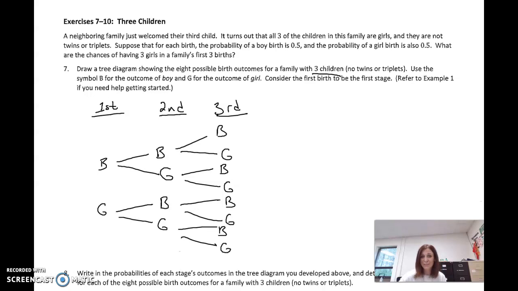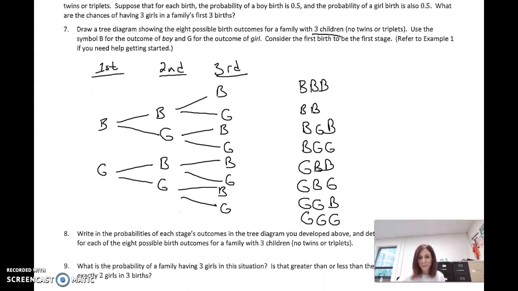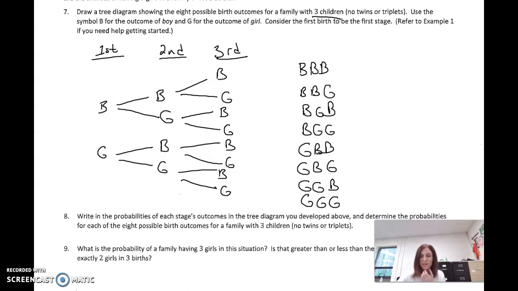Okay, probably not the neatest. All right, but you can see that we can have 3 boys, boy, boy, girl, boy, girl, boy, and so you don't have to try to figure these out. You can just follow along the branches of the tree. Boy, girl, girl. Girl, boy, boy. Girl, boy, girl. Girl, girl, boy. Girl, girl, girl. Okay. Oh, I missed this one. Sorry. I erased my G and never put it back.